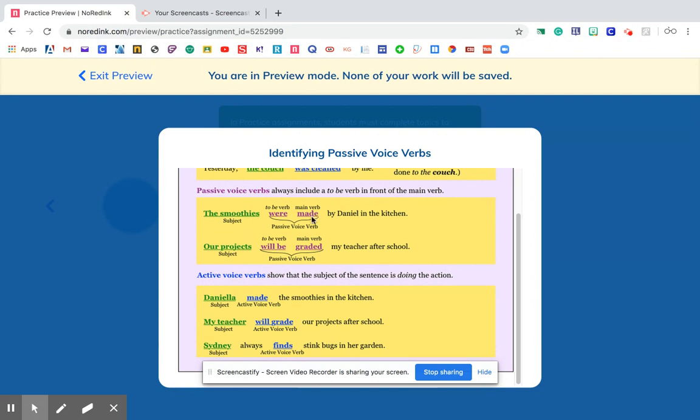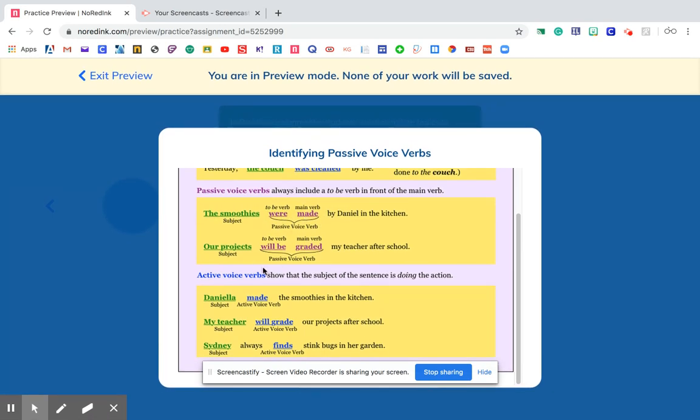In this second sample sentence, it says, "The smoothies were made by Daniel in the kitchen." So the smoothies are the subject. Were made is that passive voice verb. We have that to be verb, and the main verb. So the smoothies were made by Daniel in the kitchen. Were made is our passive voice verb.